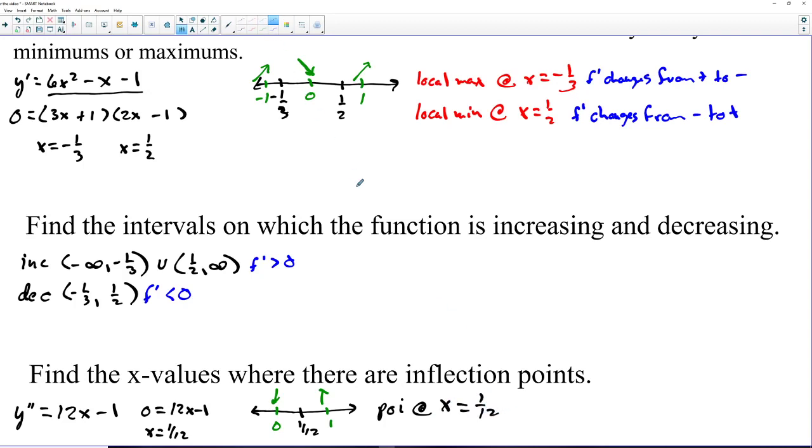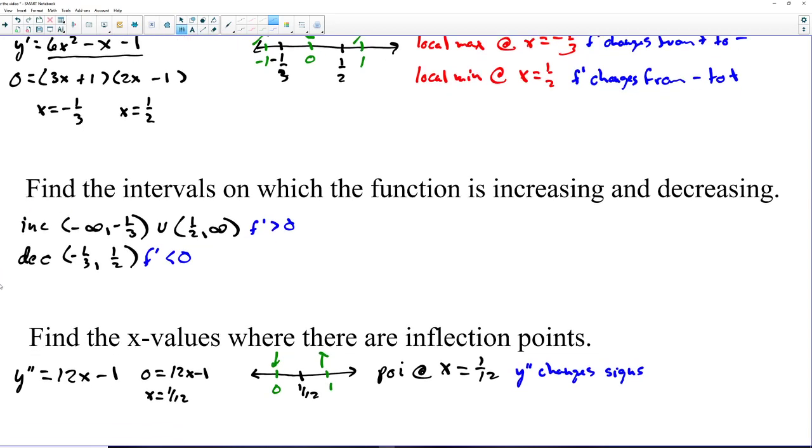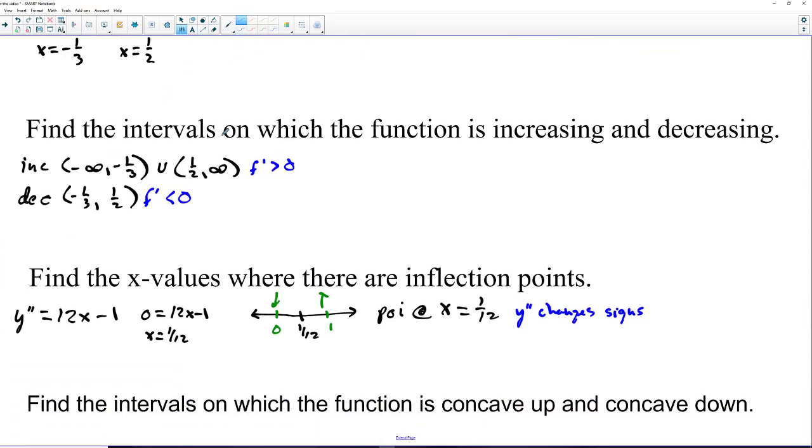Now the justification for that is that the second derivative, y double prime, changes signs. And we don't care if it's positive to negative or negative to positive. It just has to change signs, and that's it. Find the intervals on which the function is concave up and concave down. So concave up from 1/12 to infinity, and we know that because the second derivative is greater than 0, and concave down on negative infinity to 1/12, then we know that because the second derivative is less than 0.